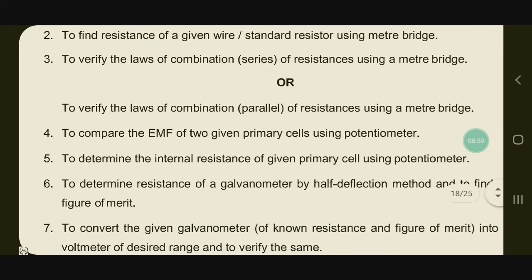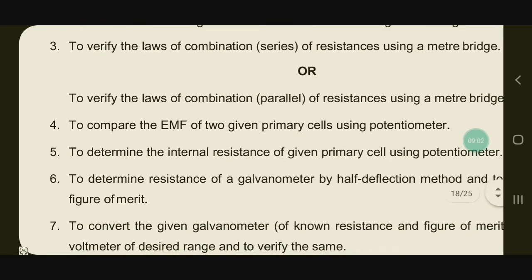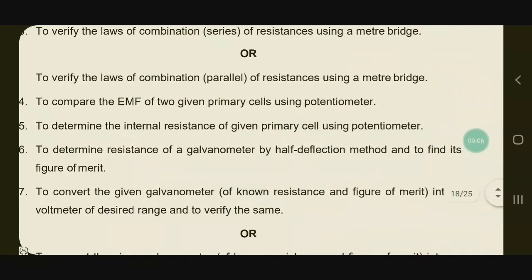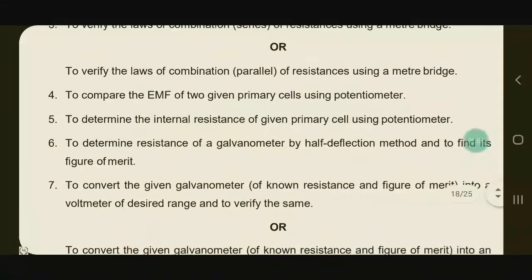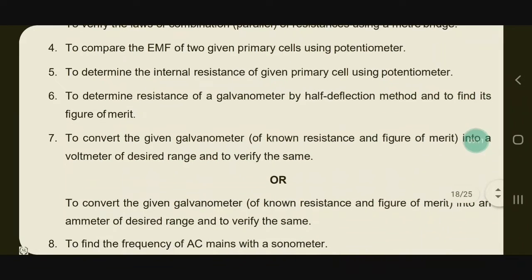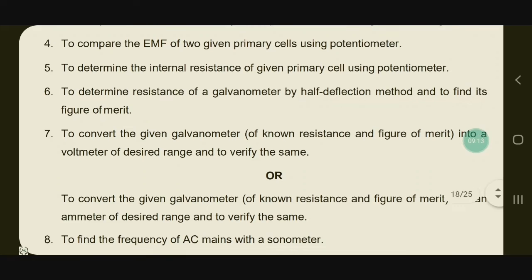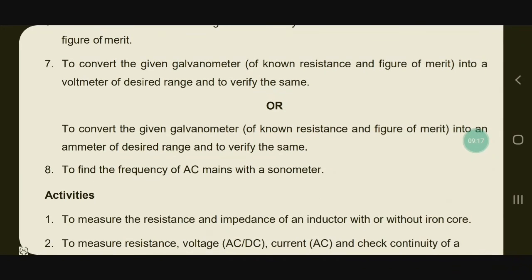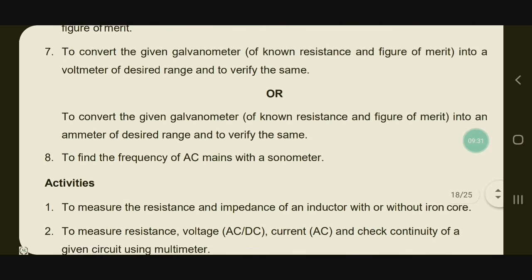Now, to compare the EMF of two given primary cells using a potentiometer. This is quite the same experiment, last year also it was the same. To determine the internal resistance of a given primary cell using a potentiometer. It's good. To determine the resistance of a galvanometer by half deflection method and its figure of merit, to convert the galvanometer into a voltmeter and the galvanometer into an ammeter. It's also a good initiative that now we have to convert the galvanometer into either a voltmeter or an ammeter during the examination. This is also a good initiative.